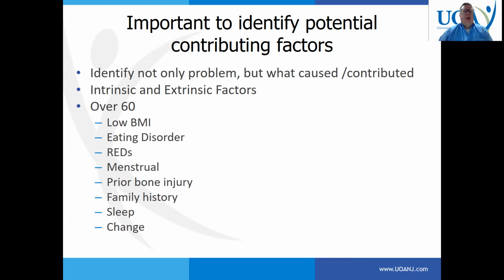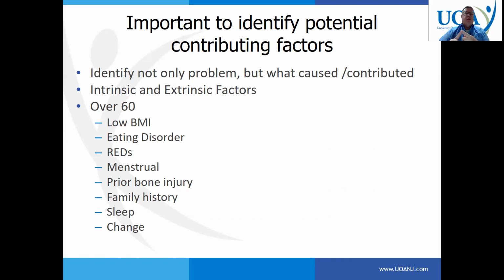Once we've identified and classified what the injury is, it's important to address the intrinsic and extrinsic factors that may have contributed to causing that injury. And I think here's a real key point where we can make a difference in a kid's life. There are over 60 different factors that have been noted in the literature as being associated with bone stress injury. From a primary care perspective, it becomes overwhelming to try to address all of these things. But I think we need to hit the major ones.